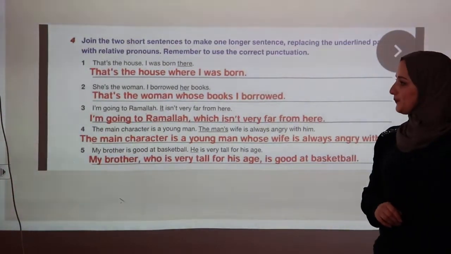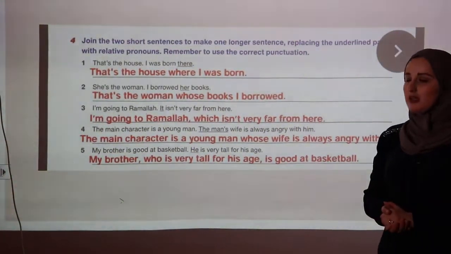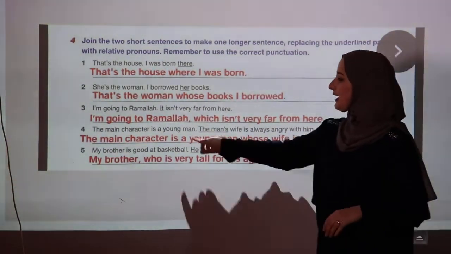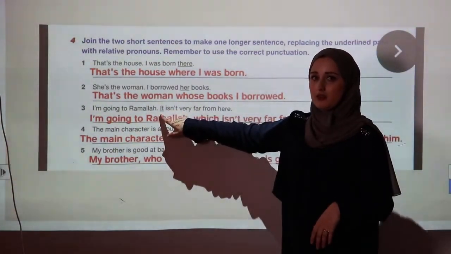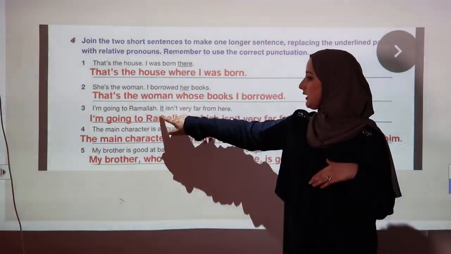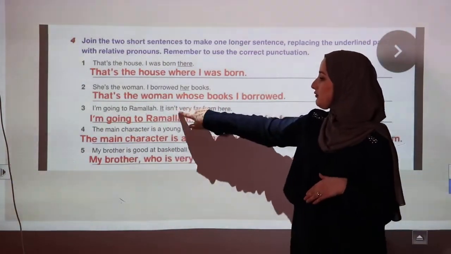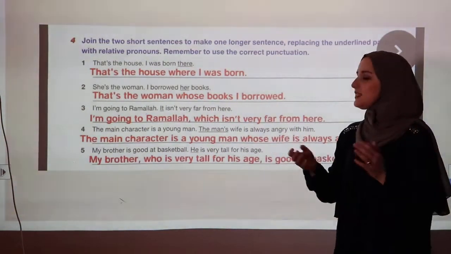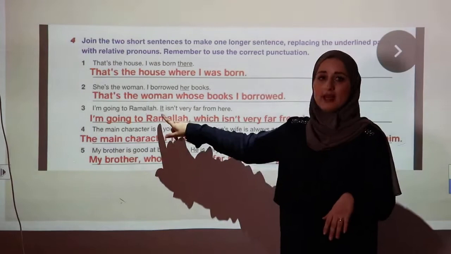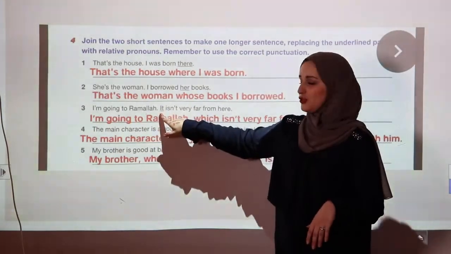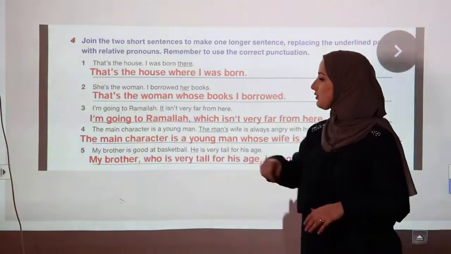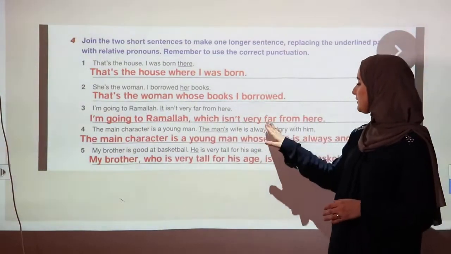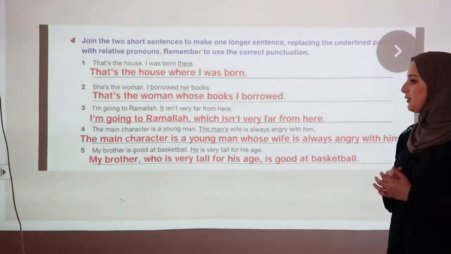Number 3. I am going to Ramallah. It isn't very far from here. We have the pronoun it, then you can use which or that. Is it a defining or non-defining relative clause? It isn't very far from here is an extra piece of information, so you can't use that. You have to use which. I am going to Ramallah, comma, it's non-defining, which isn't very far from here, full stop.